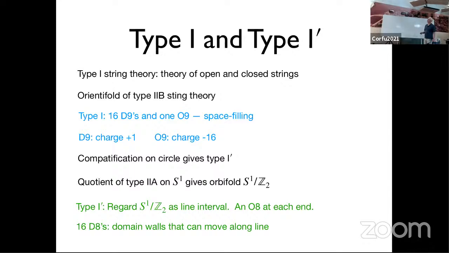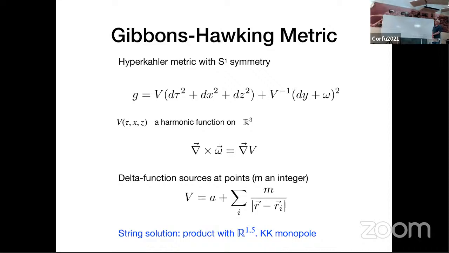So to get to the story with the Kaluza-Klein monopole, a key role is played by the Gibbons-Hawking metric, where V is a harmonic function on the R3 parameterized by tau, x, and z. And typically, we would take a set of delta function sources, and the string solution given by taking a product of this hyperkähler space with six-dimensional Minkowski space is what is often called a Kaluza-Klein monopole. At each of these centers, Ri, you say that there's a Kaluza-Klein monopole located at that point.